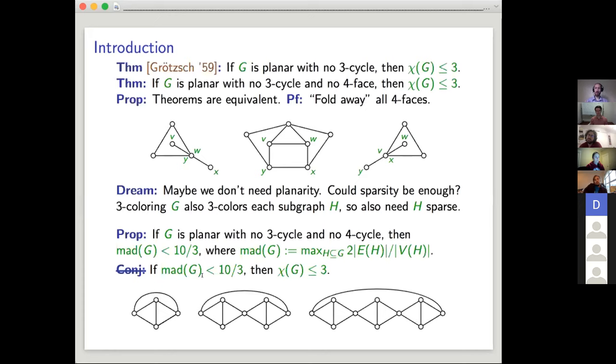So they're all counterexamples to our conjecture. In order to see that, one thing we should comment on is that the max average degree is really less than 10 thirds for all of these. One way to think about that is if you look at this one on the left, that's just K4. And K4 is three regular, so the max average degree is three. That's fine.